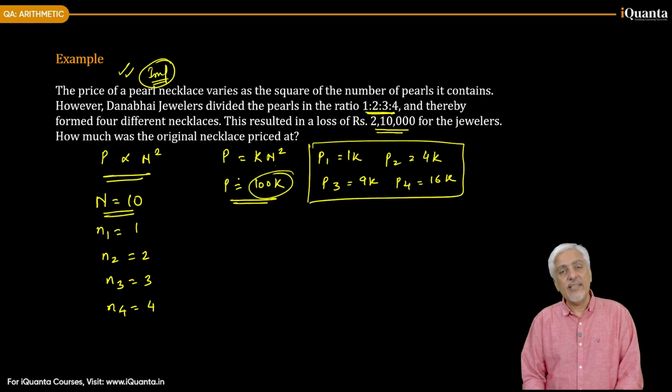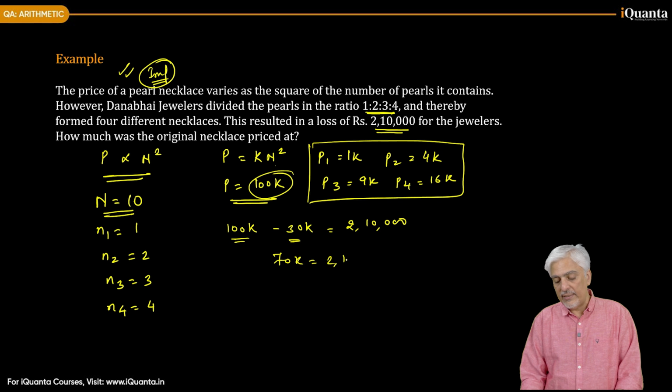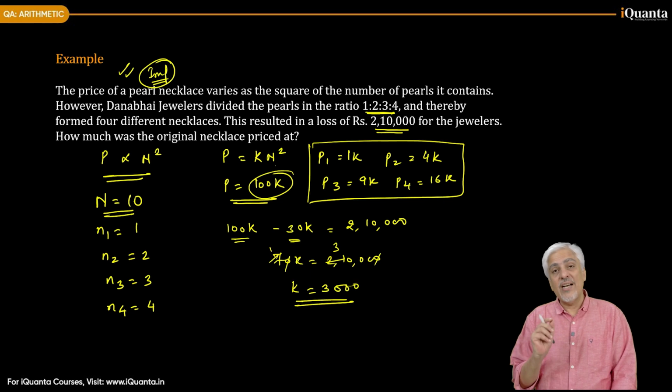Original cost was 100K. So originally the necklace was 100K, but because he broke it up into 4 parts, it is now costing only 30K. And because this difference becomes his loss, which is given as 2,10,000, so 70K becomes 2,10,000. I can cancel the zeros. 7 ones are 7, 7 threes are 21. So K becomes 3,000.